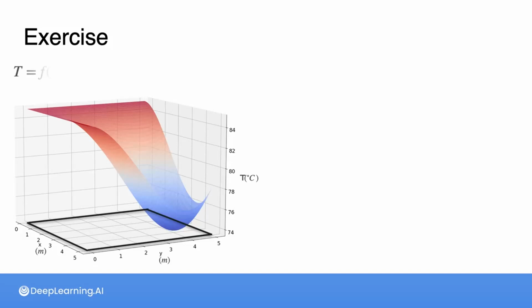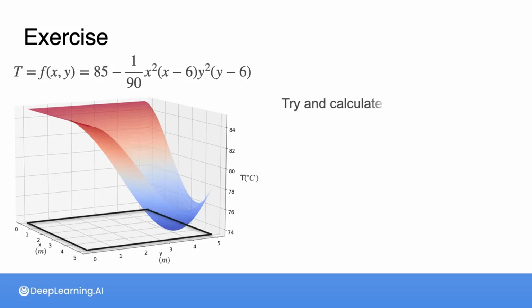Let's say that the temperature is this function: 85 minus 1 over 90 times x squared times (x minus 6) times y squared times (y minus 6). So it's a little more complicated than the previous one we had of x squared plus y squared, but the math is very similar. So here is an exercise. Given this function, try to calculate the partial derivatives ∂f/∂x and ∂f/∂y. I encourage you to pause the video and take pen and paper and try to calculate them. And I will give you the answers.